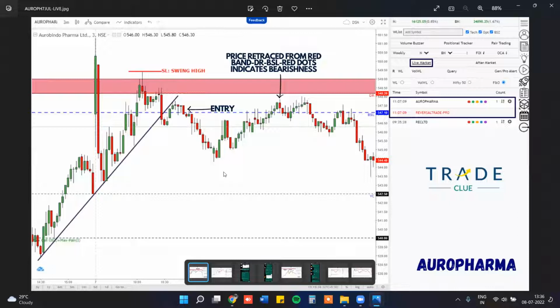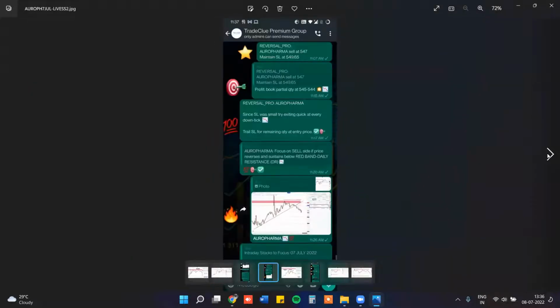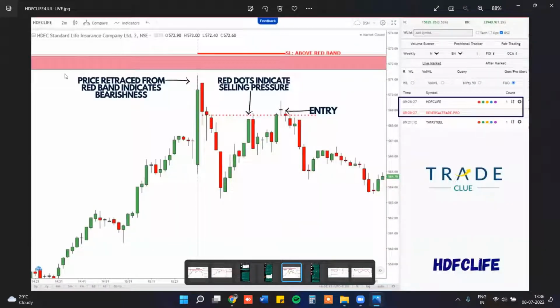Once again, it came onto the red band and then again it went down to give you a good risk reward. Obviously, I had exited somewhere around here, but then again it went up and then again it went down. So it happens sometimes, but the agenda is the same.